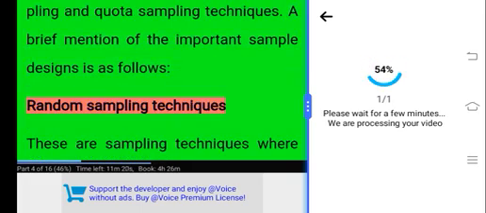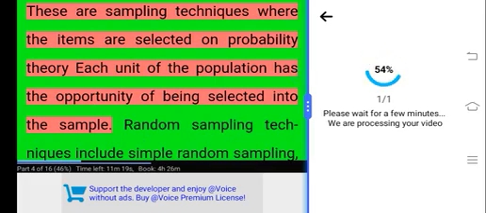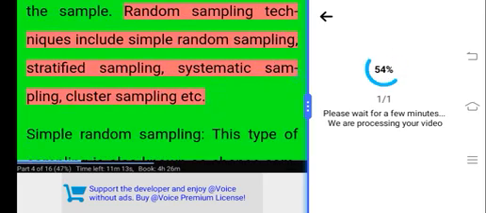Random sampling techniques. These are sampling techniques where the items are selected on probability theory. Each unit of the population has the opportunity of being selected into the sample. Random sampling techniques include simple random sampling, stratified sampling, systematic sampling, cluster sampling, etc.